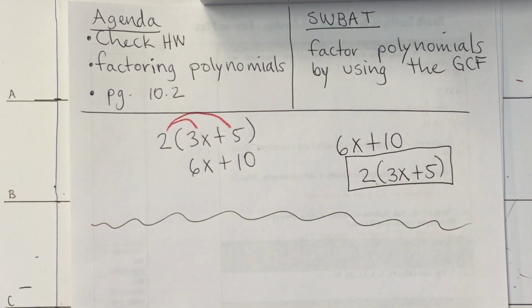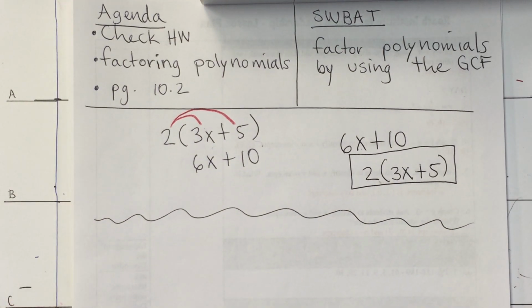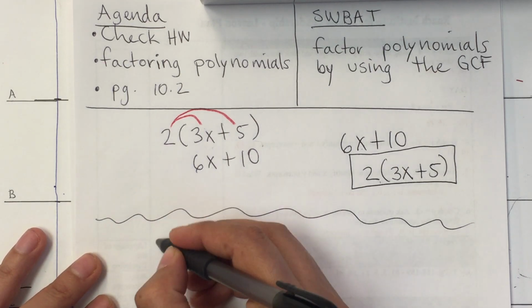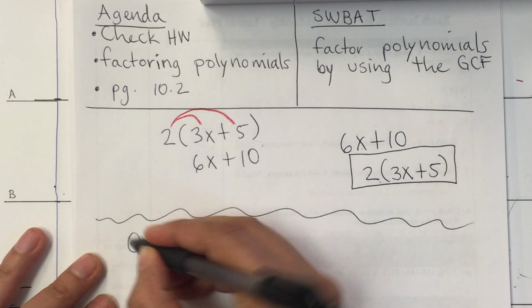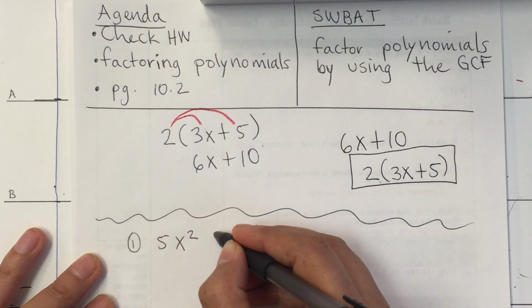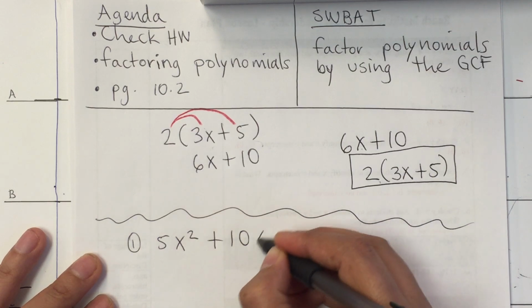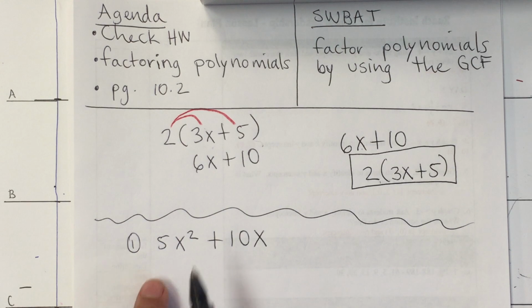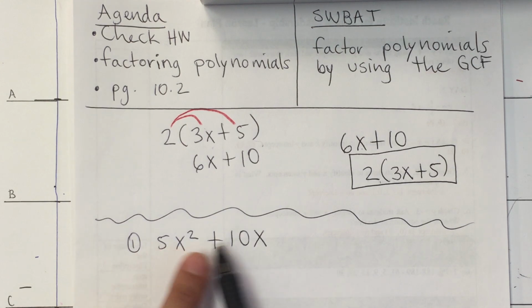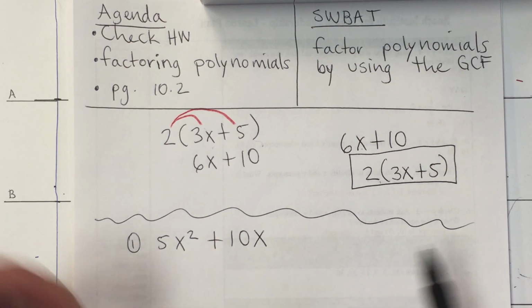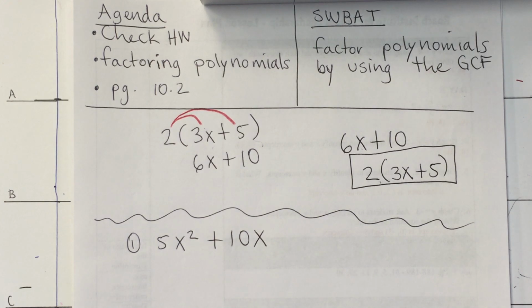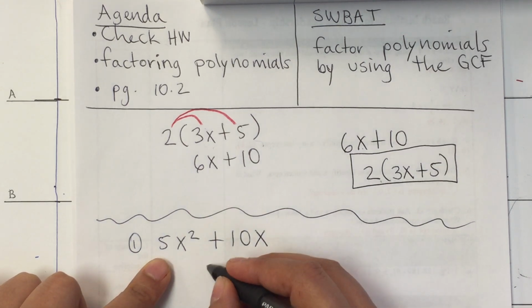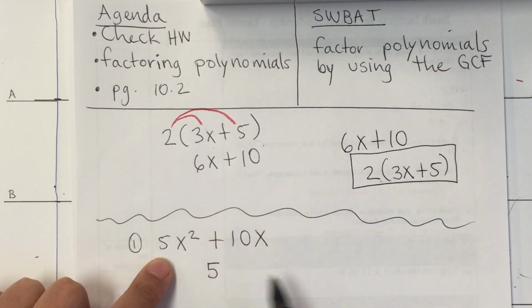So this is just to relate it to what we were seeing yesterday, but now let's do some other examples. If I have 5x squared plus 10x, we say, what goes into both 5 and 10? Some people will say 1. Yeah, 1. Also 5. Okay, and out of those two, which one is greater? It's the 5, so that's part of my greatest common factor.